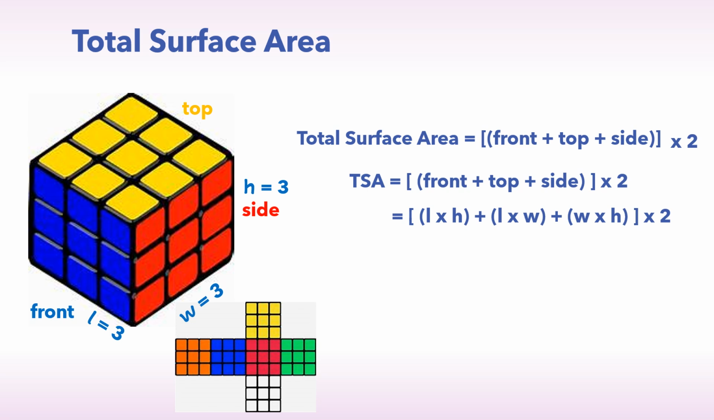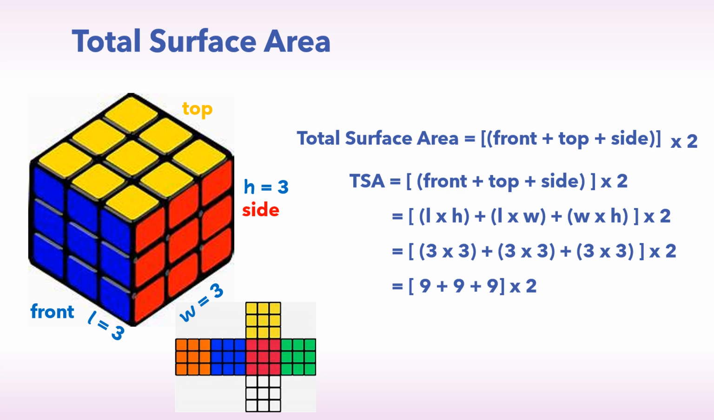And then we times it by 2. If we write it as a sum, because it's a cube and everything is even, it's just 3 times 3 plus 3 times 3 plus 3 times 3. We put it all in brackets and say times 2. It's 9 plus 9 plus 9, in brackets because we apply BODMAS, and it's 27 times 2, and we get 54 square units.